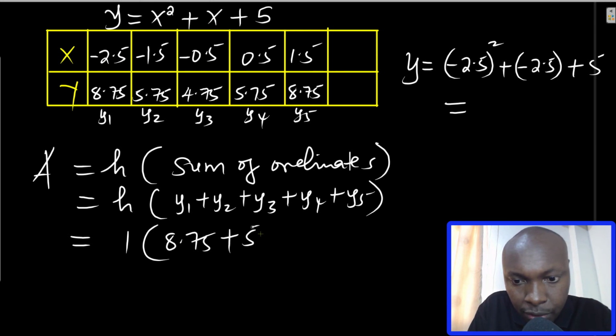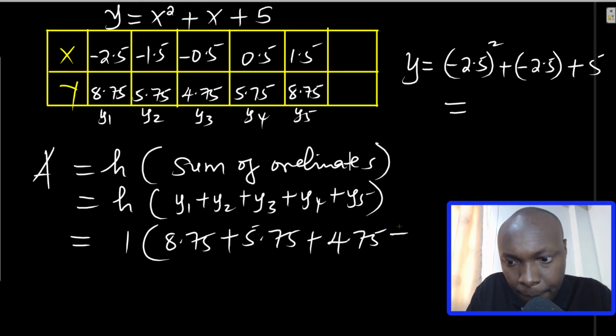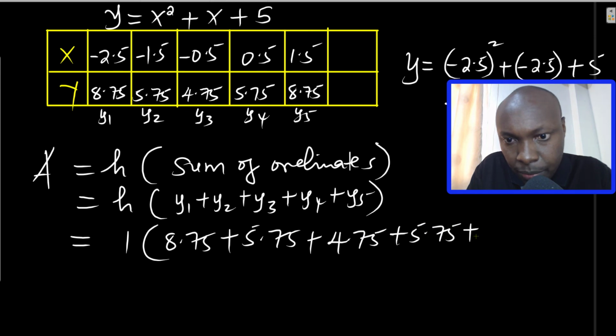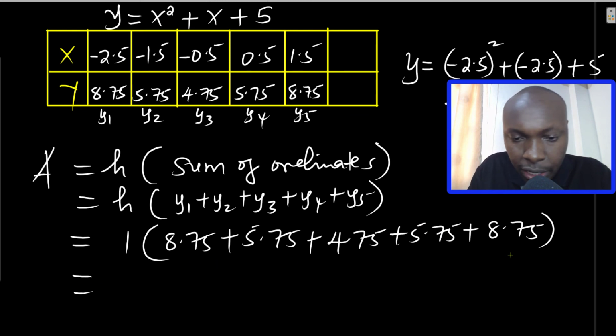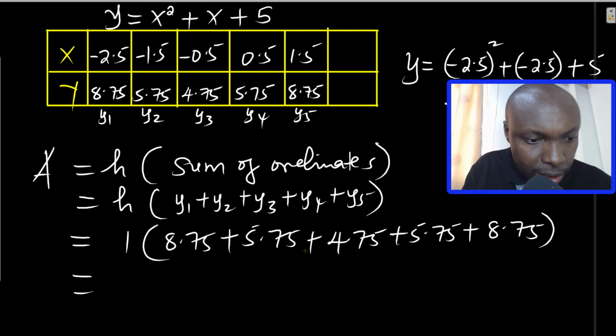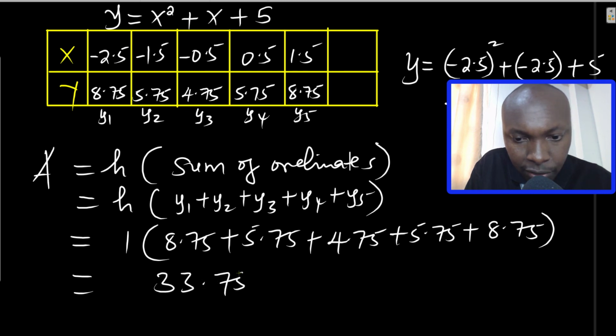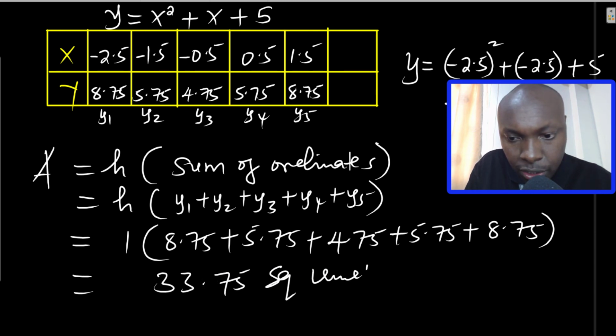So 1 times 8.75 plus 5.75 plus 4.75 plus 5.75 plus 8.75. 1, 2, 3, 4, 5. So when you add all these and then multiply by 1, you add everything. I've already done that. When you add everything, you get 33.75 square units. That is the area under the curve.